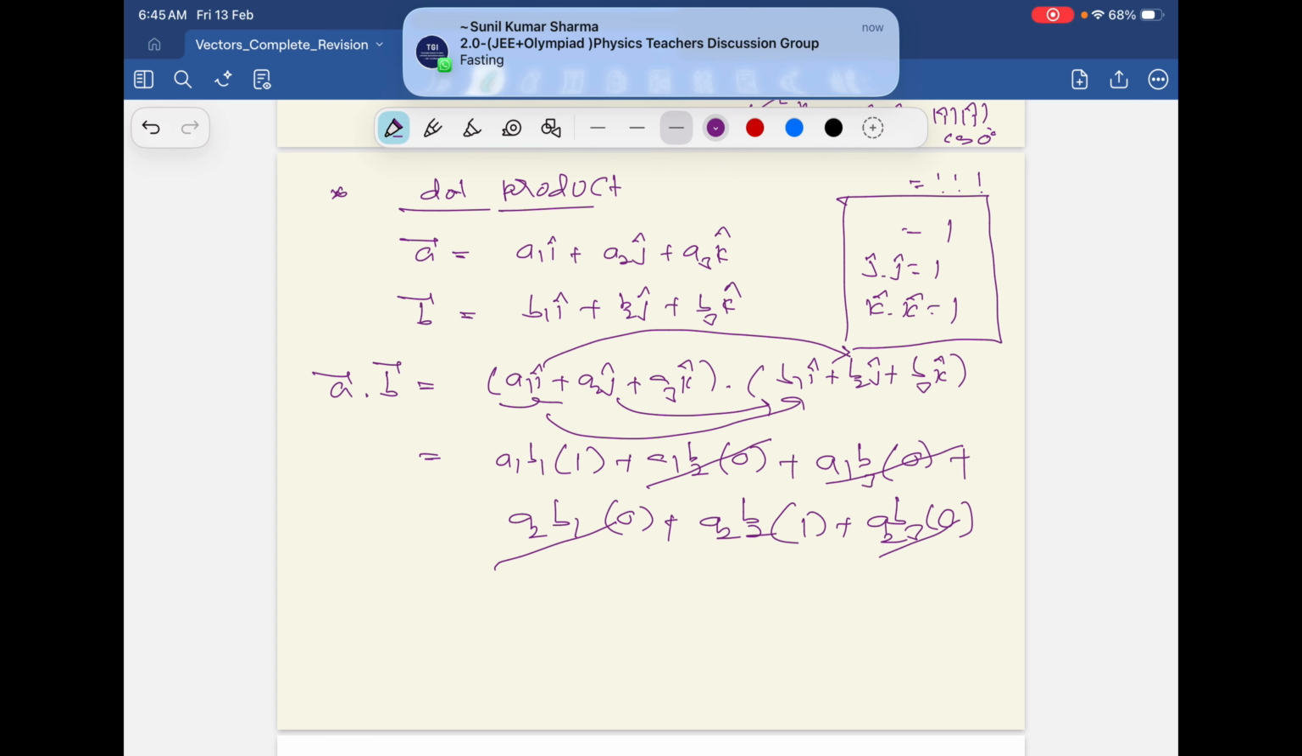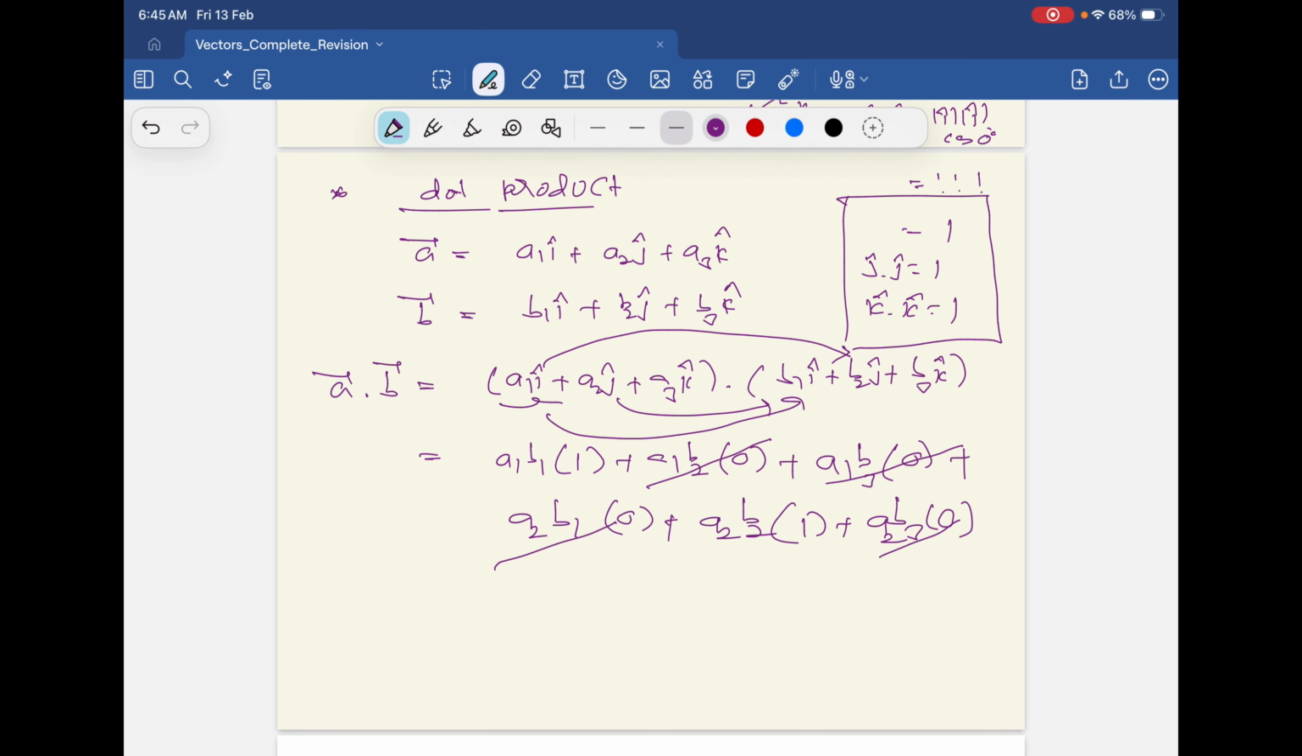Okay, so A1 entire term multiplication is over, A2 entire is over. Next, last term A3. A3 B1, again perpendicular vectors, K dot I is 0. Next A3 B2, again perpendicular vectors, K dot J is 0. A3 B3, K dot K, just now you have seen, K dot K is how much? 1. So if you see the result, if I add only what is remaining, A1 B1 plus A2 B2 plus A3 B3. This is what you have seen, dot product in component form.